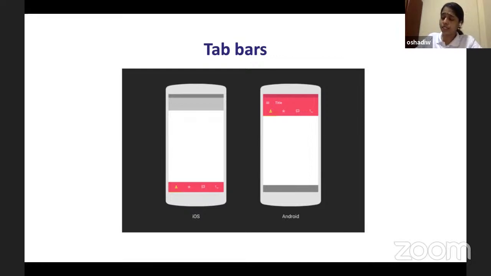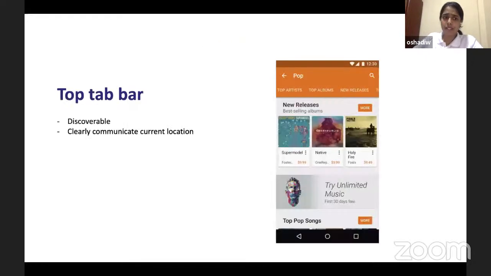Android has it at the top because Android's control bar is at the bottom, so they don't confuse users with the bottom tab bar and the control bar, so they have moved it to the top. But in iOS, most apps have it at the bottom.